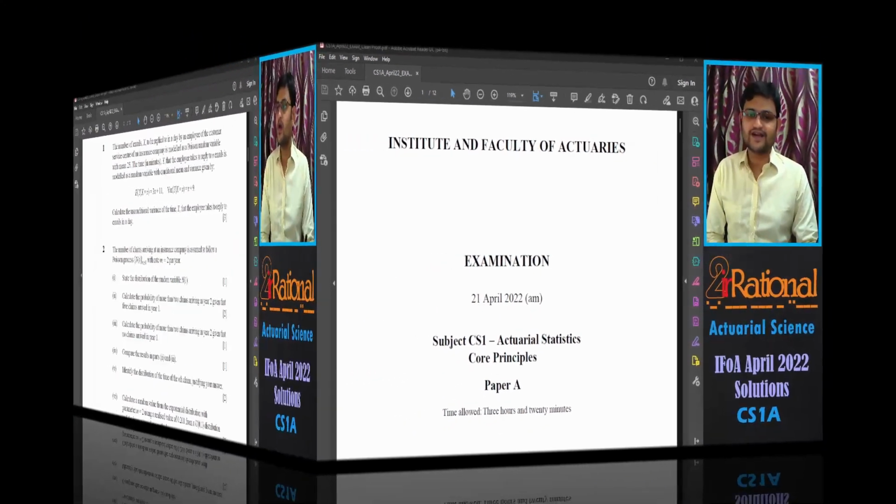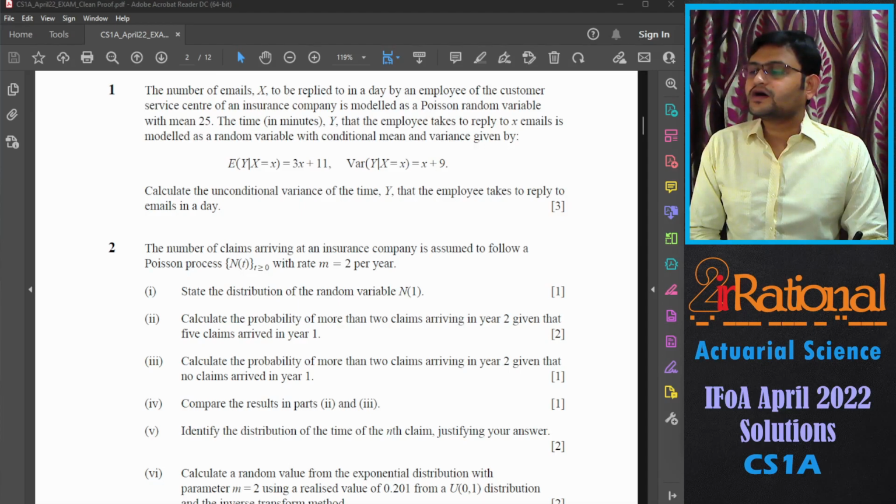And let's get started. Question number 1. The number of emails X to be replied in a day by an employee of a customer service center of an insurance company is modeled as a Poisson random variable with mean 25. The time in minutes Y that the employee takes to reply to X emails is modeled as a random variable with the conditional mean and variance given by this. Calculate the unconditional variance of the time Y that the employee takes to reply to emails in a day.